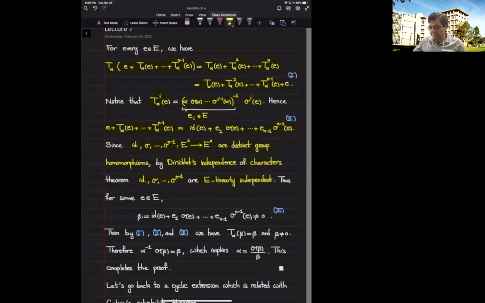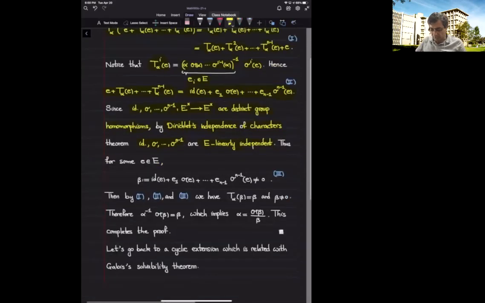This means that this linear combination cannot be always 0. I can definitely find some E for which this linear combination is not 0. I call it beta. Now I'm done. I found a fixed point of T sub alpha which is not 0. That means that alpha inverse times sigma of beta is beta. That means alpha is sigma of beta over beta. That finishes the proof of Hilbert's theorem 90.